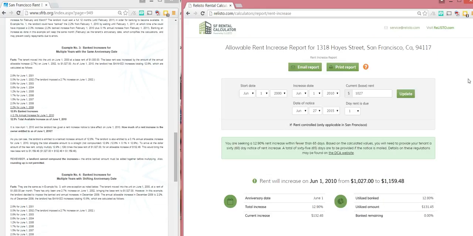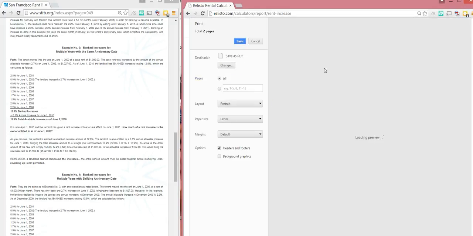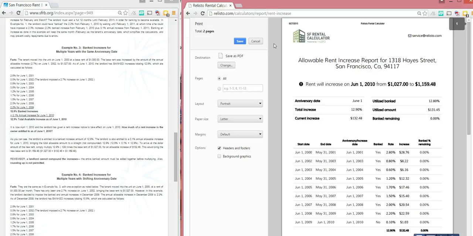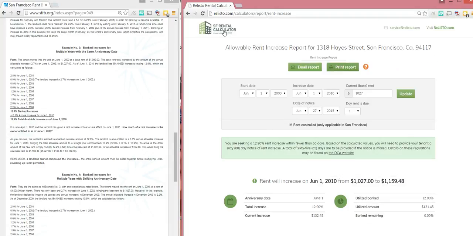Again, if you'd like to print this out, you may do so by utilizing this tool. Again, a nice, easy way to calculate a somewhat confounding issue in San Francisco, and that is how to calculate rent increases on rent control properties.